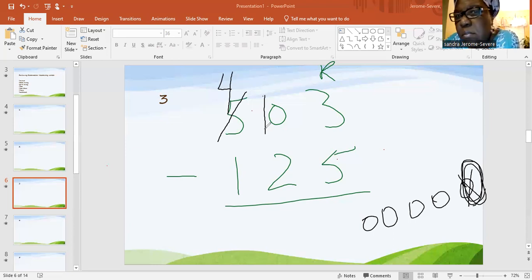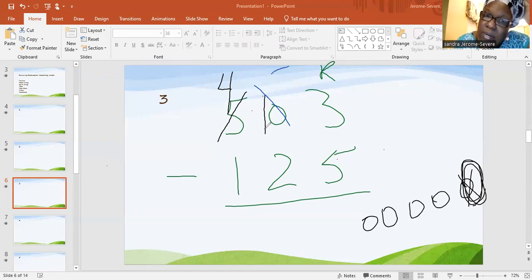So now this is okay, but you're not done. We still don't have enough because 3 take away 5 cannot do it. So again, you go to your next door neighbor, which is 10. You say 10, can I borrow 1? So if you have 10, you take away 1, what would that be?